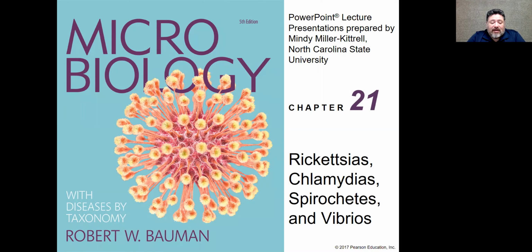This is chapter 21, dealing with rickettsias, chlamydia, spirochetes, vibrios. We're looking at microorganisms that are spirochetes. They have a microscopic morphology that consists of an endoflagella, typically two of them, one on either side of the longitudinal axis of the microorganism.